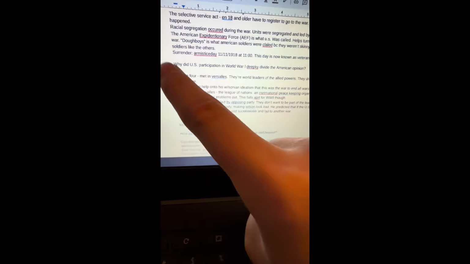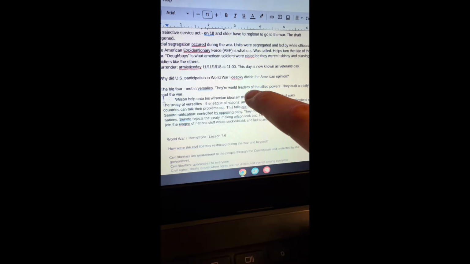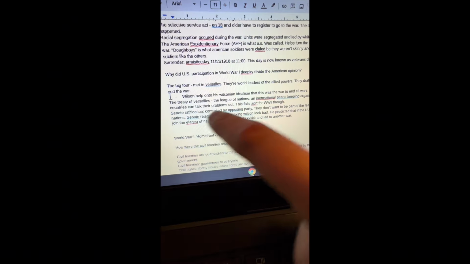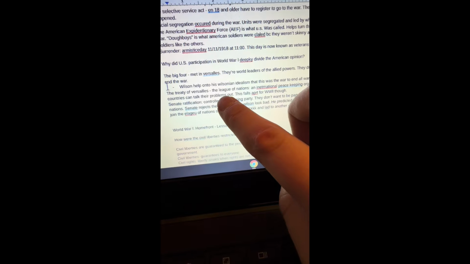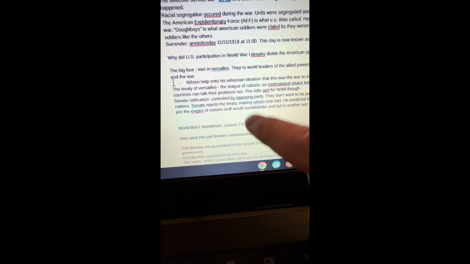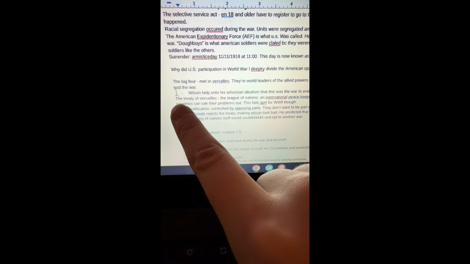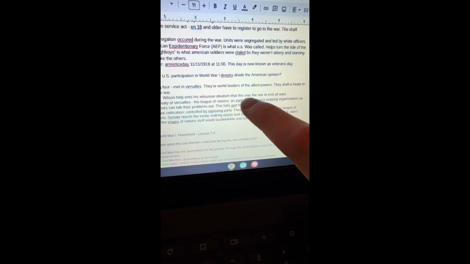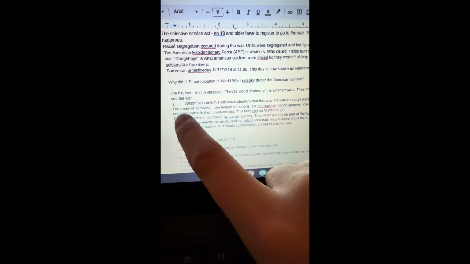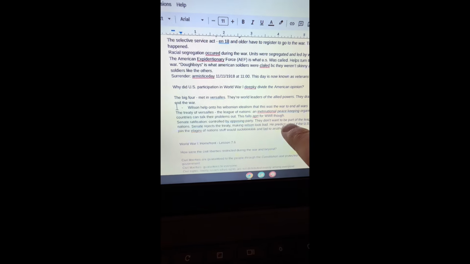Why did U.S. participation in World War I deeply divide American opinion? The Big Four, the world leaders of the Allied powers, met to try a treaty to end the war. Some of these are paraphrased from my teachers, so keep that in mind. Wilson held onto his Wilson idealism that they were to end all wars. The Treaty of Versailles, the League of Nations, an international peacekeeping organization so that countries can talk their problems out. That's what the League of Nations was. But this falls apart for World War II.